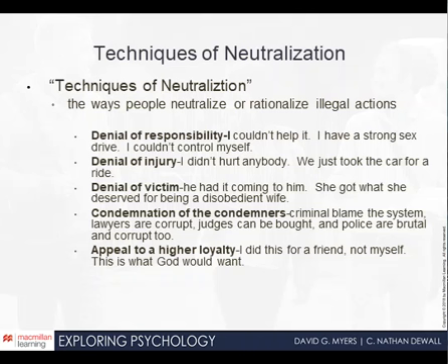Denial of responsibility: I couldn't help it. I have a strong sex drive. I couldn't control myself. So that denies the responsibility. Denial of injury: I didn't hurt anybody. We just took the car for a ride. Denial of the victim: he had it coming. Condemnation of the condemners: criminals blame the system. Lawyers are corrupt. Judges can be bought. Or appeal to a higher loyalty: I did this for a friend, not myself. So neutralization is them neutralizing the behavior or downplaying their illegal behavior. And again, this could be sort of a version of the defense mechanisms that we discussed previously.